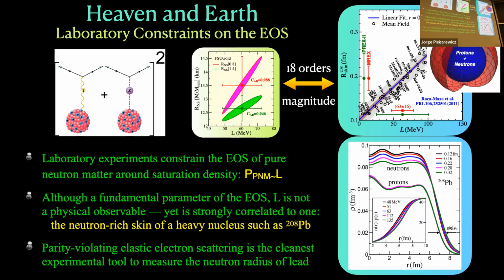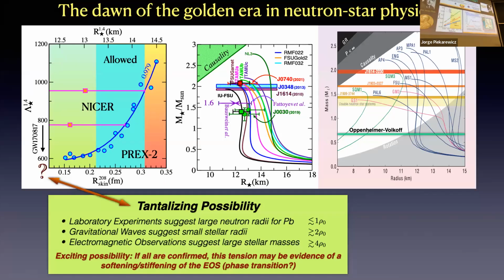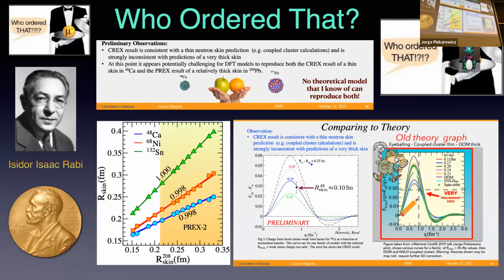So let's say that the small skin of calcium and the large skin of lead were correct. Is there another observable, an isovector dipole, that can be used to say that this is inconsistent with that other observable in this other sector? Is there something else? Now that we have really divergent results, if this holds, I scratch my head, right? And I've been scratching my head since they announced it.